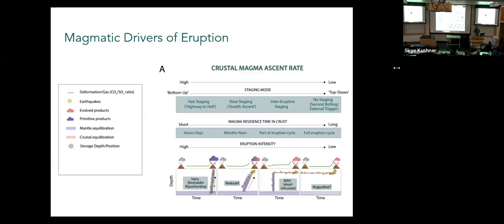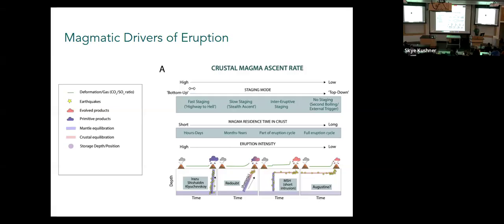All right, so specifically in terms of SC4D, what's relevant for this group here is magmatic drivers of eruption. So that's the goal, to understand what the magmatic drivers of eruption are. This is a figure taken from the SC4D implementation plan, and it looks at questions like crustal magma ascent rate and how that may relate to eruptive processes.